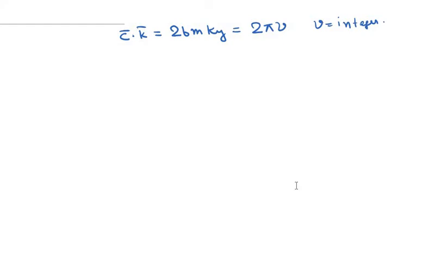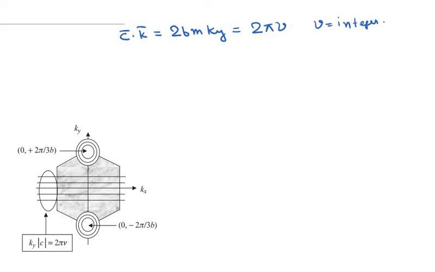So what does this line give us? This 2bm ky equal to 2 pi v basically gives us a series of lines which are parallel to the x axis. Here, kx axis actually, because this is defined in the kx ky plane. So we have a series of lines parallel to the kx axis, each for a given value of this integer v. These are basically like subbands for this graphene nanotube.